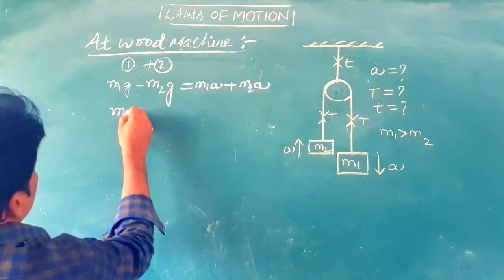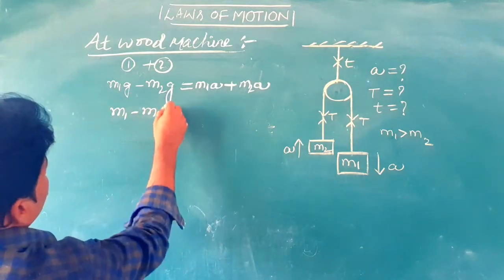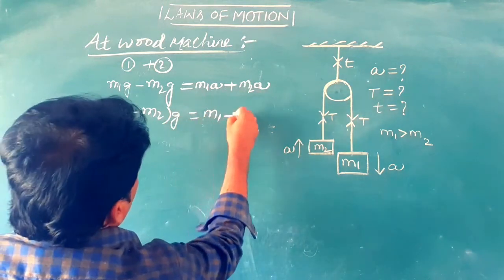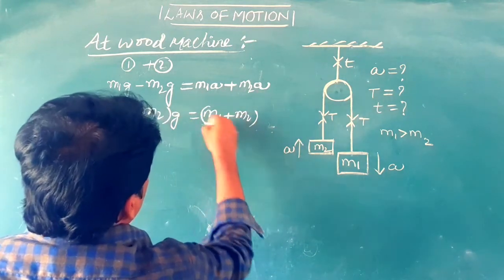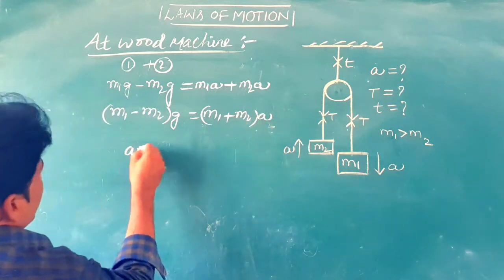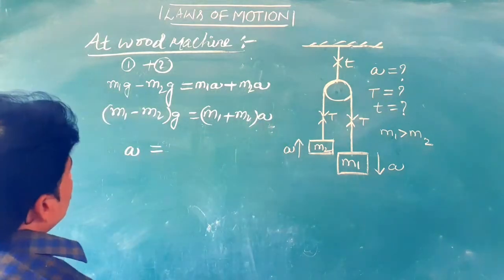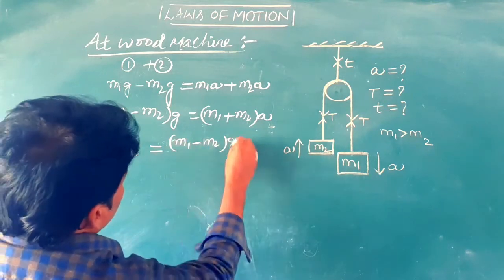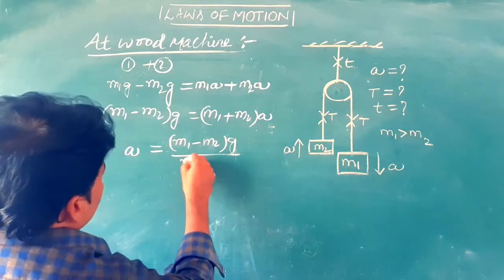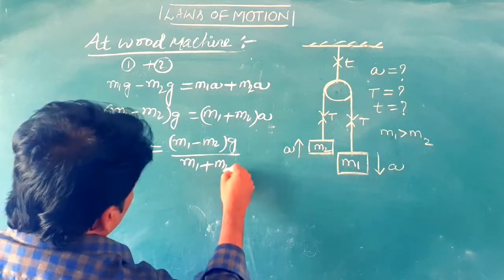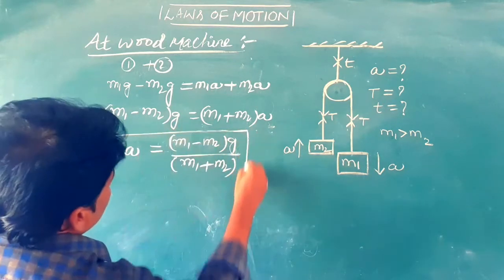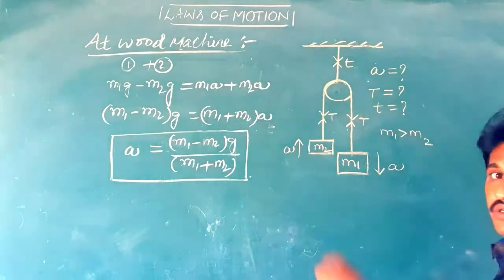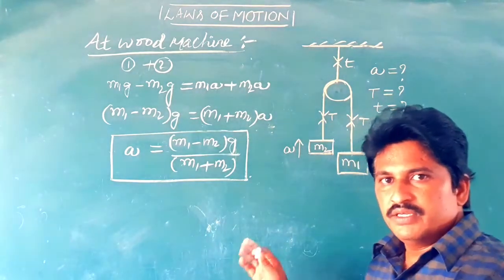From this, taking g common and here taking a common, students, a is equal to (M1 minus M2) times g, whole divided by (M1 plus M2). This is the acceleration of the system, students. See that equation properly.